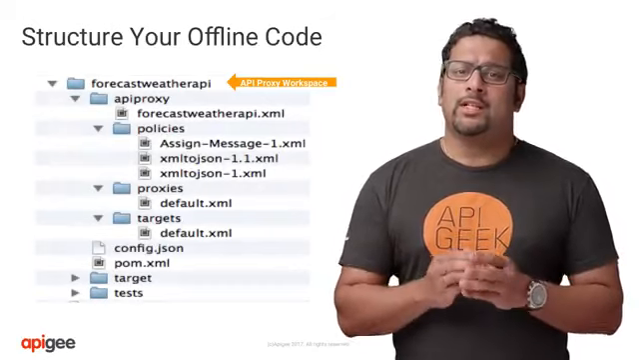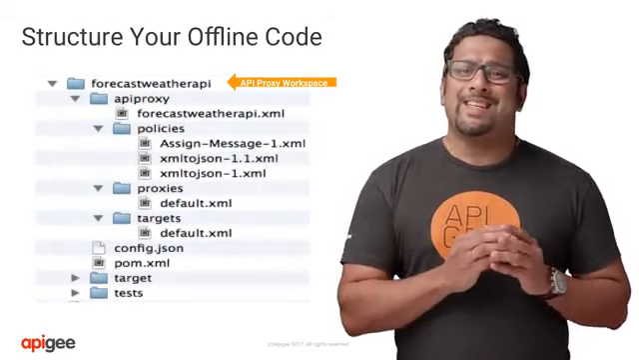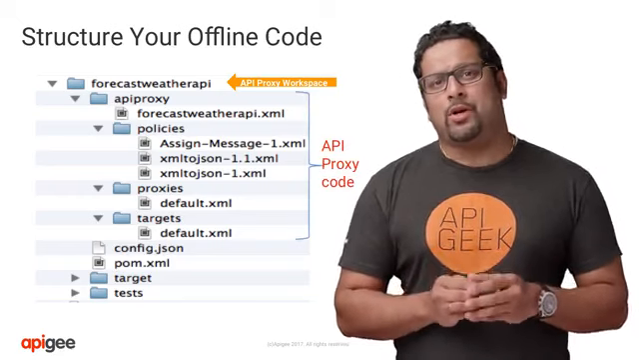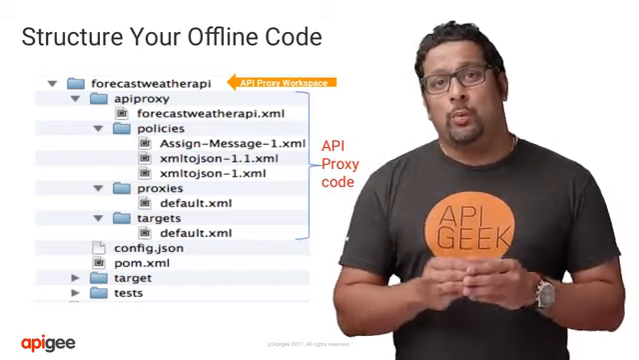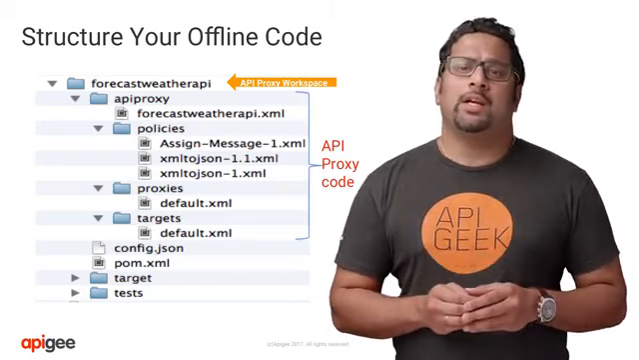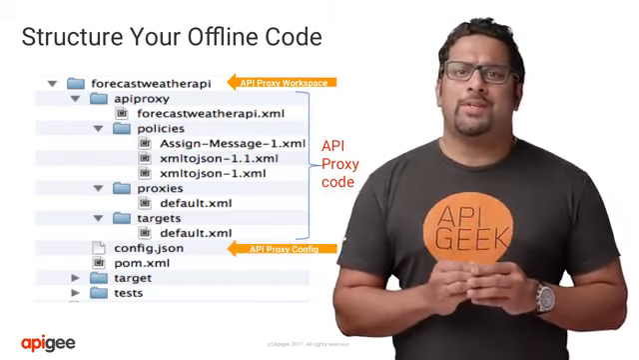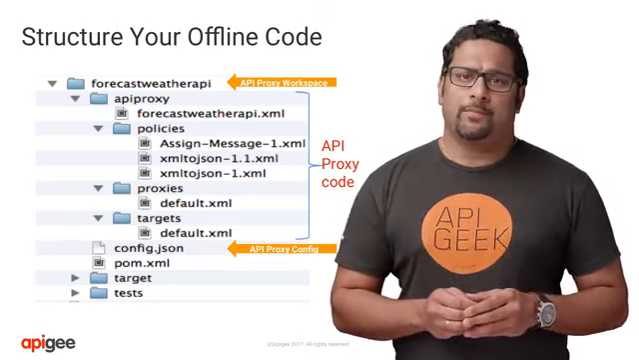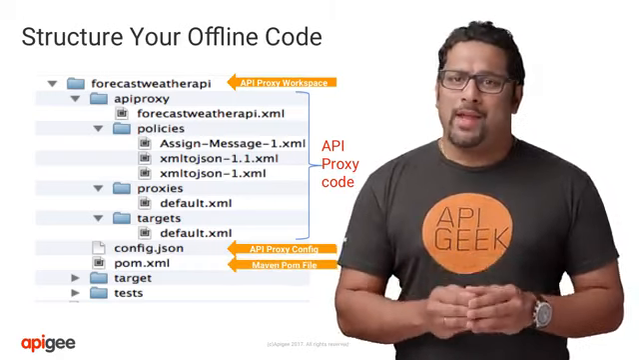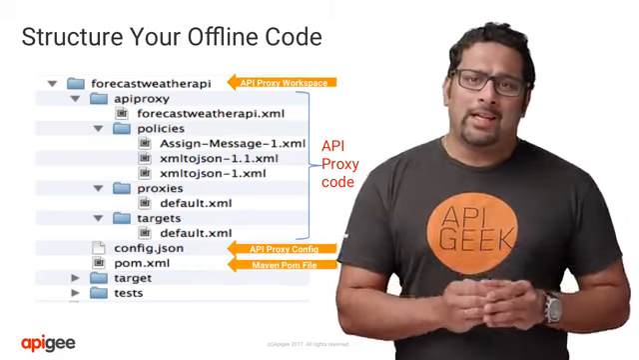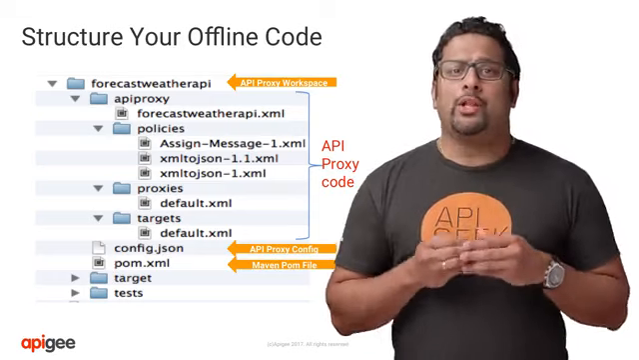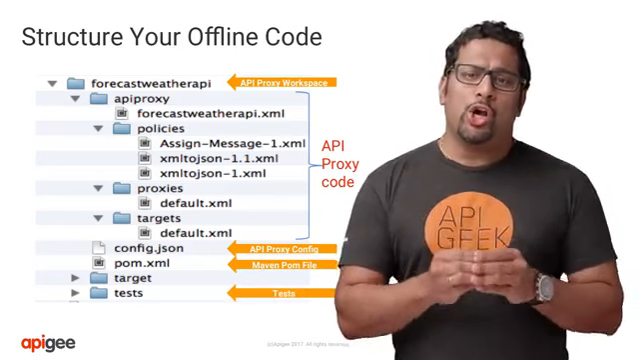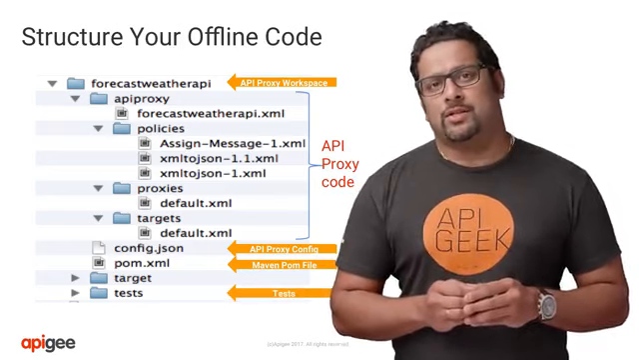API proxy project consists of the following directories: the proxy name, which is your API proxy workspace, within which you have the API proxy directory that contains the proxy code with appropriate subdirectories that we covered earlier. Config.json, which can be used to replace any values within the code during build time execution. The pom.xml, which is the main project object model that contains configurations to package and deploy the bundle. And finally, the test directory, which you can use to store all your test-related files and configurations.